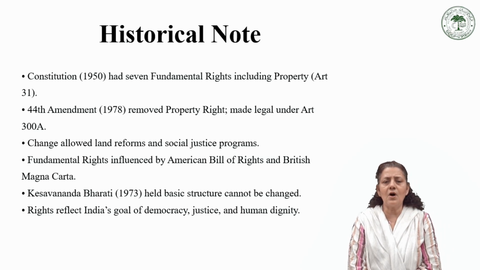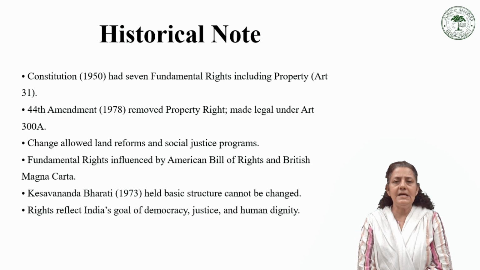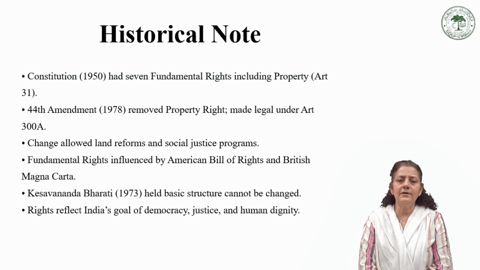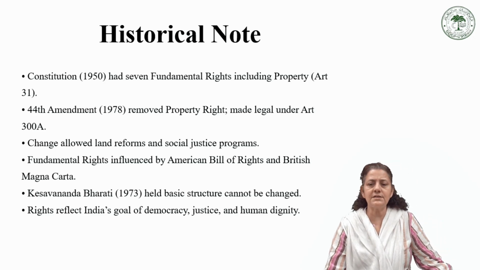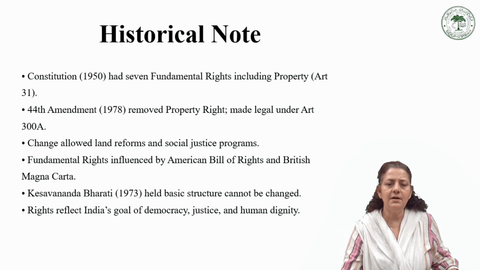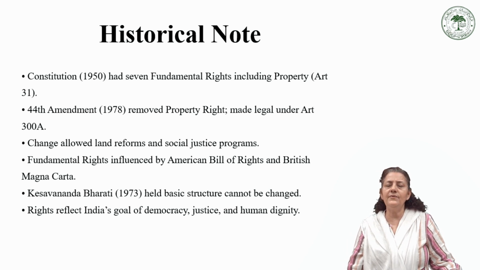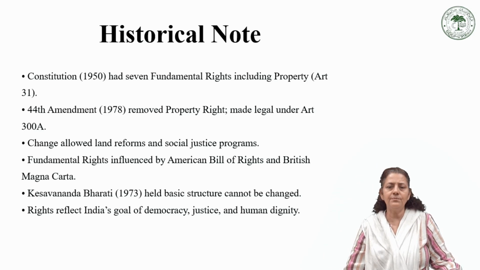To resolve these conflicts, the 44th Amendment Act of 1978 deleted the right to property from the list of fundamental rights. It was instead made a legal right under Article 300A in Part 12 of the Constitution. This change allowed the state greater flexibility to implement policies for equitable distribution of resources while still providing individuals with legal protection for their property.